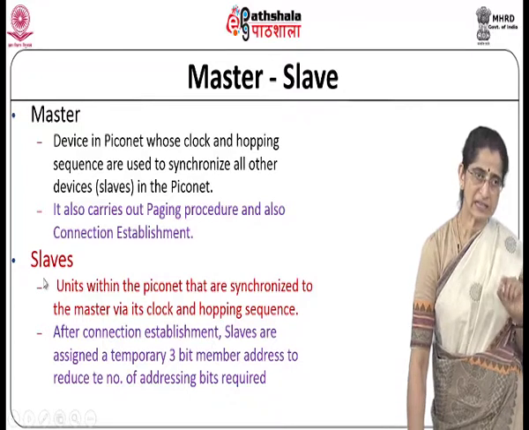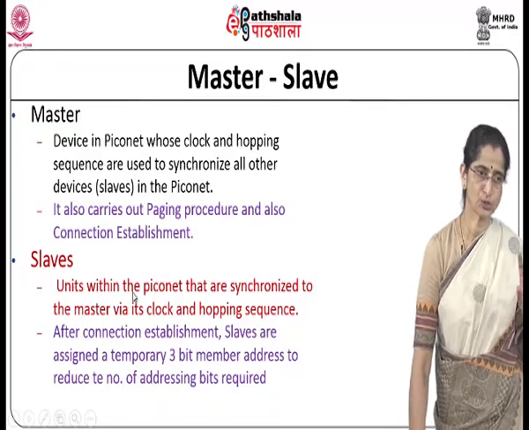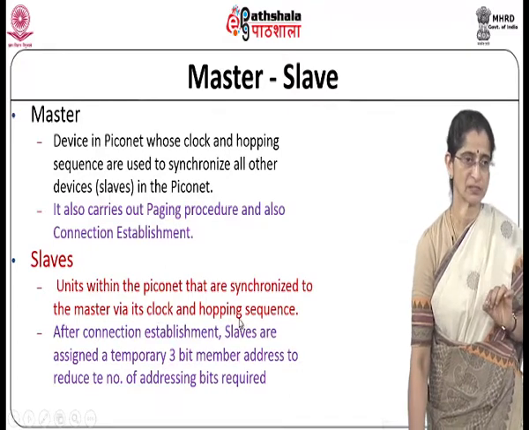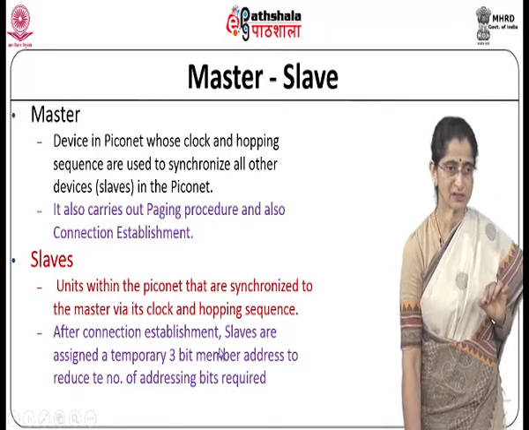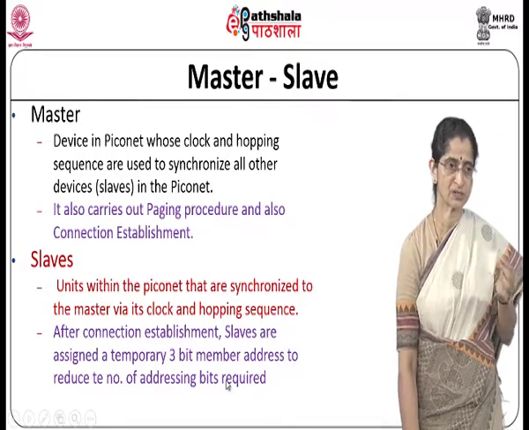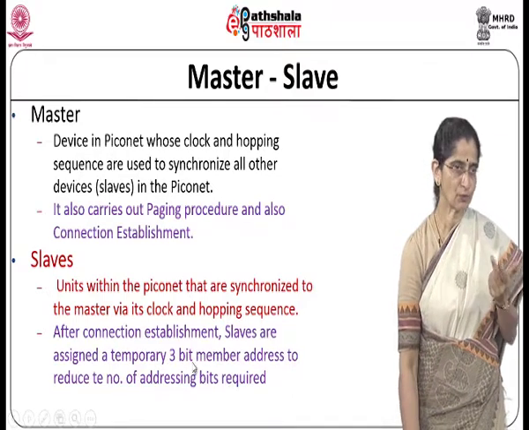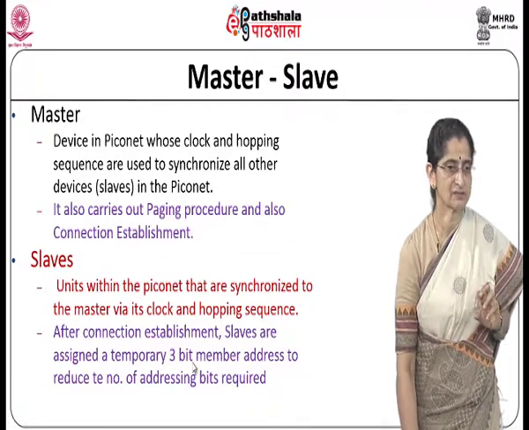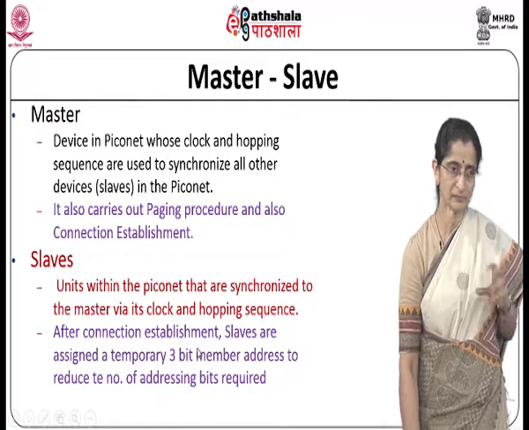Now, the slave devices are defined as those units which are synchronized to the master via the master's clock and hopping sequence, and after connection establishment the slaves are normally assigned a temporary 3-bit number. A 3-bit number would mean that you can go only from 0 to 7, which is why we have about 7 devices which are supported in a piconet.